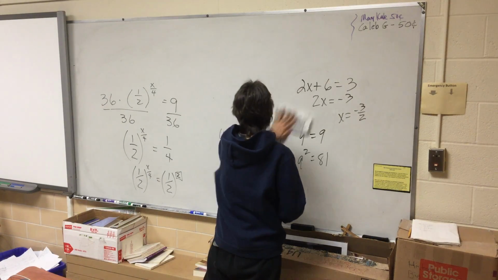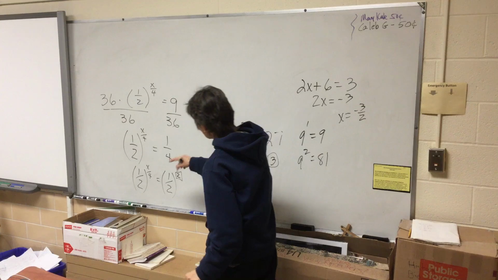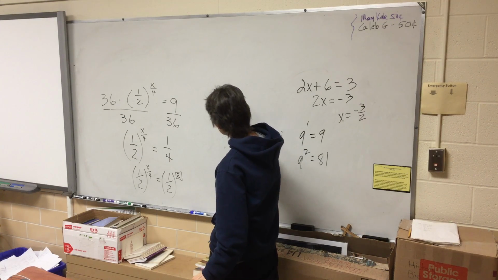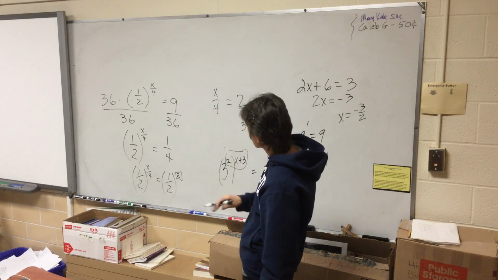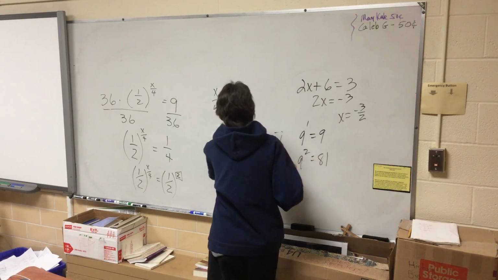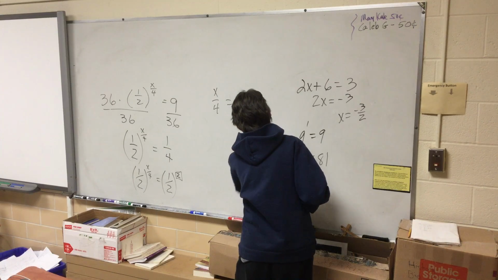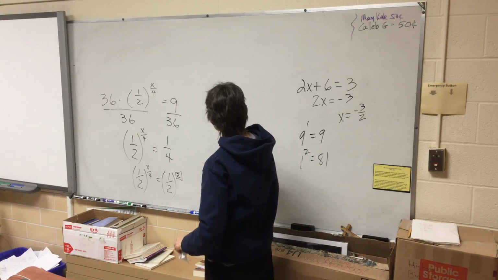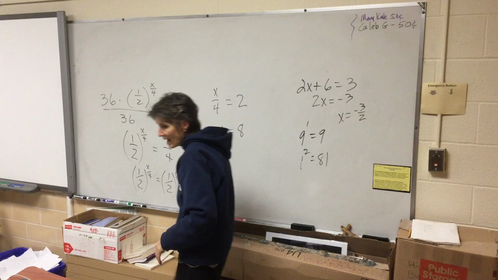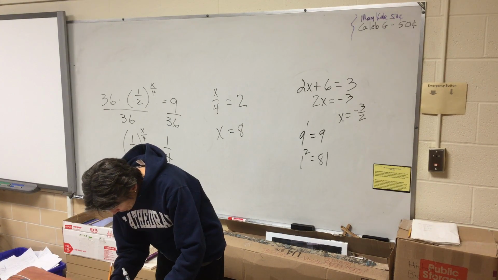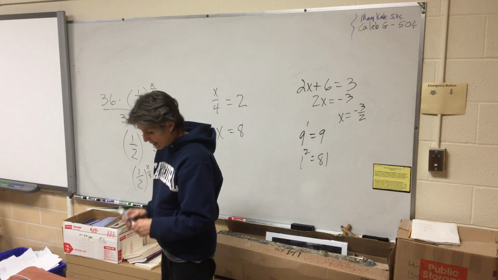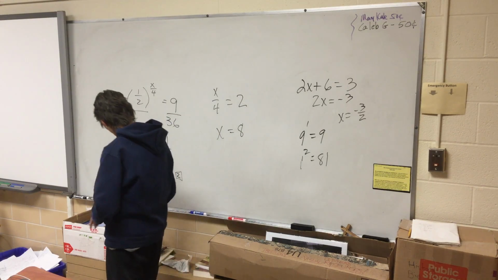So now, I'm going to set my exponents equal to each other because they're both 1/2 on the base. Multiplying by 4 gives me x equals 8. And that is the answer to problem G. And our last problem.